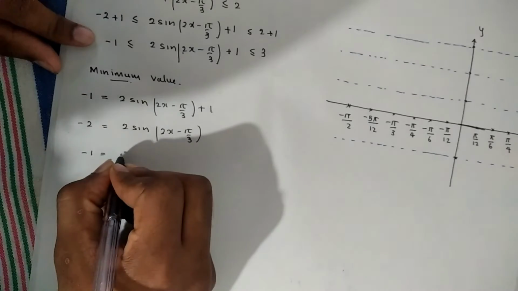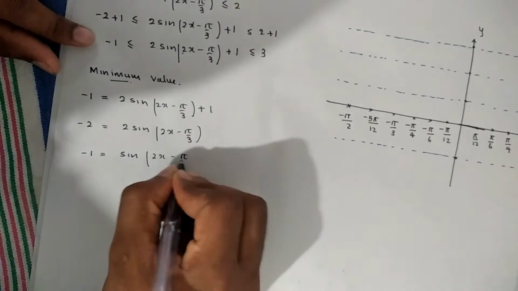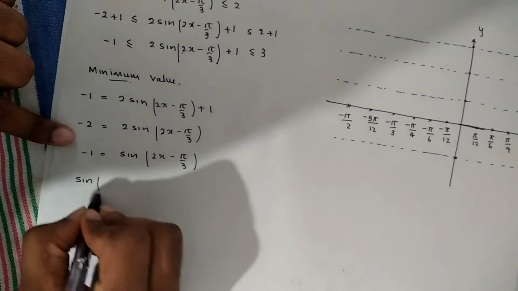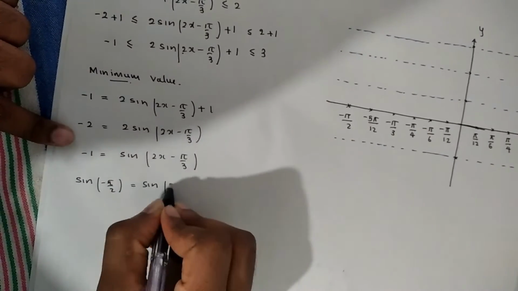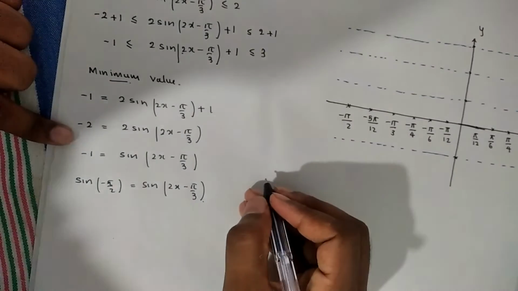So you have -1 is equal to sine(2x − π/3). If you simplify this, -1 means it's sine(−π/2). So sine(−π/2) is equal to sine(2x − π/3). Now you can apply the general solution.